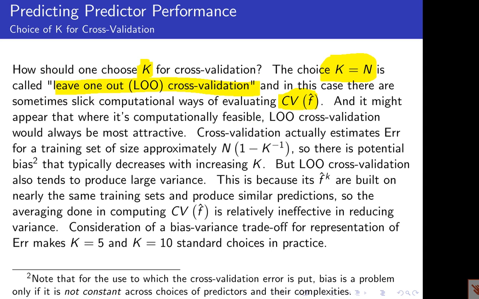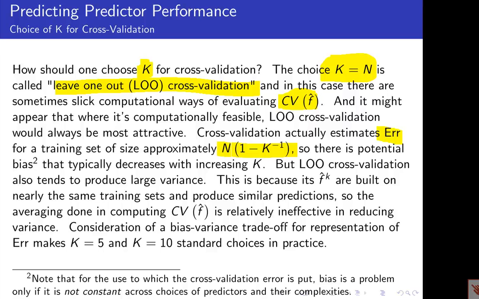And because after all, cross-validation actually estimates ERR for a training set of not size n, but size n times 1 minus 1 over big K. And if big K is not small, there's a difference between the ERR that's actually being estimated and the ERR that I'd really like to have my hands on.